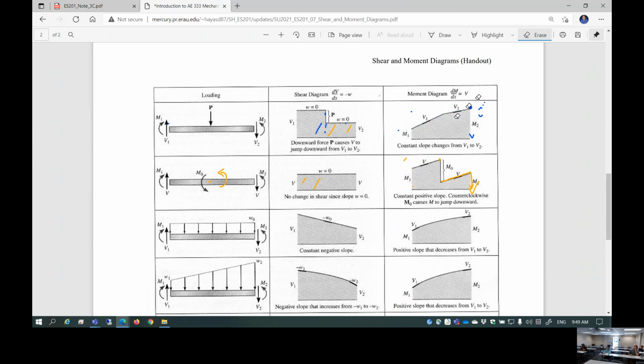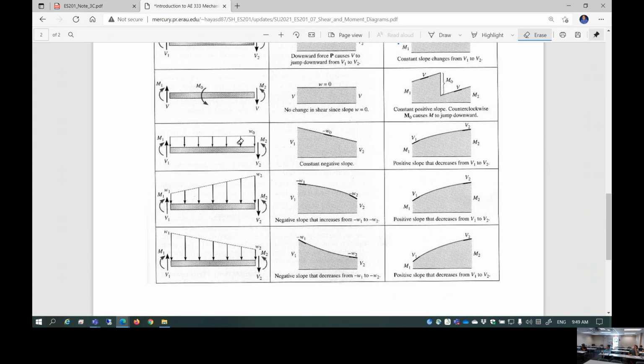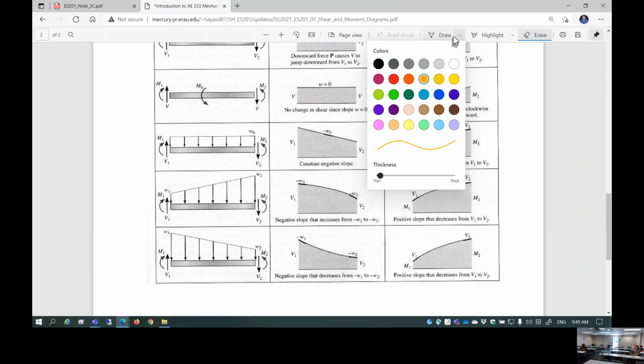So I hope you understand the concept of how to construct the shear moment diagram. This is quite important. Once you understand it, you can apply the same thing to just about any configuration you can have. So this is the presence of distributed loading. What does that do? Be careful about the negative sign now.